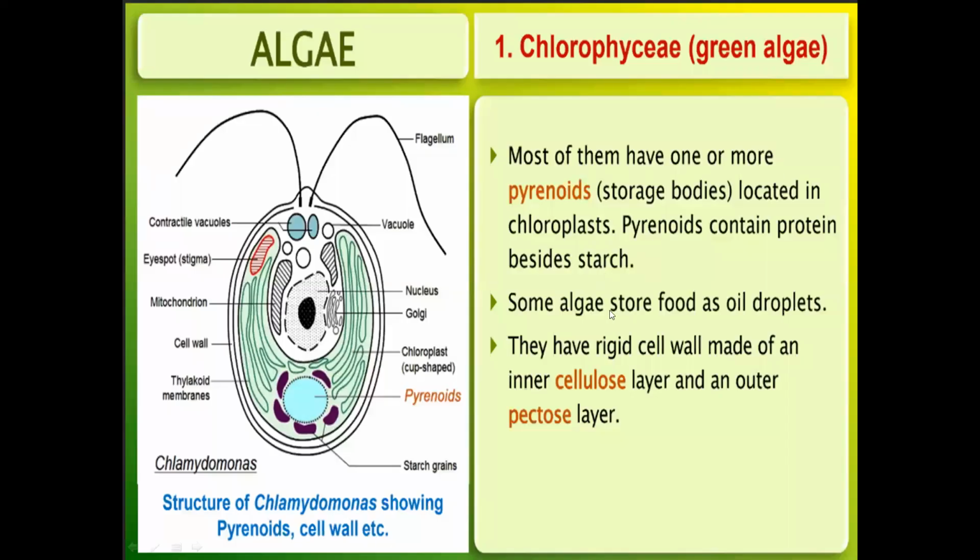Then some algae store food as oil droplets. They have a rigid cell wall made up of cellulose and a pectose layer: an inner cellulose layer and an outer pectose layer. This chloroplast you can see is cup shaped. The cell wall will have two layers. Outer is made up of pectose, and inner is made up of cellulose. Pectose and pectin are like starch only.